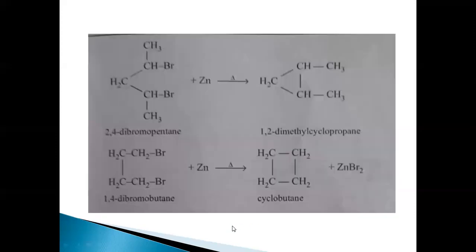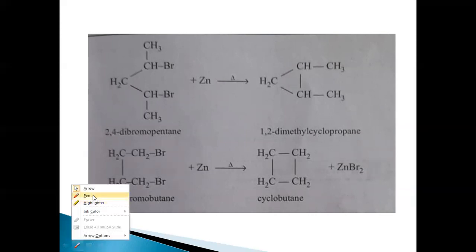That means we cannot prepare cycloalkanes which have more than 6 carbon atoms. So this Freund method is useful only for the preparation up to cyclohexane, that is, small ring compounds. Yes, this method is suitable for the preparation of small ring compounds.